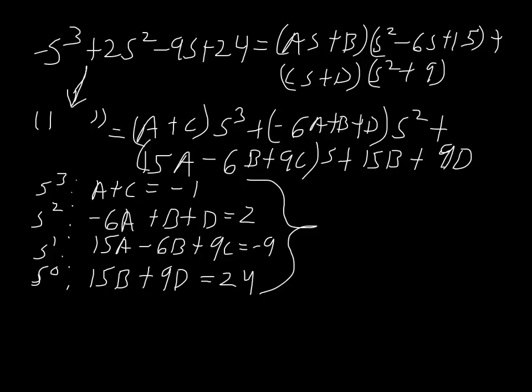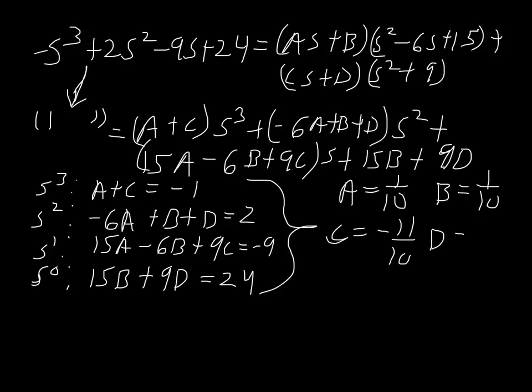Alright, so now we can just do our algebra, using two equations, setting them equal to each other and stuff like that to solve for our variables, for which I got a equals 1 over 10, b equals 1 over 10, c equals negative 11 over 10, and d equals 5 halves.